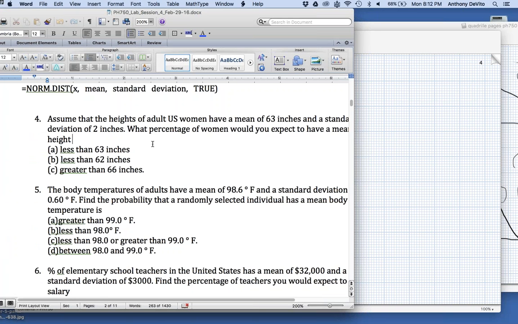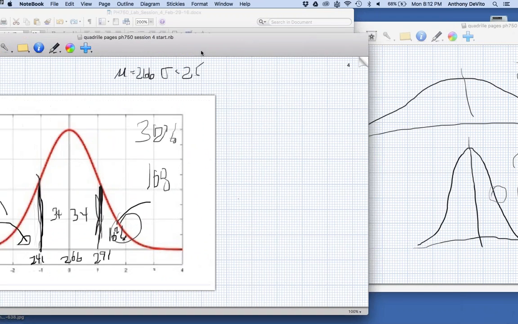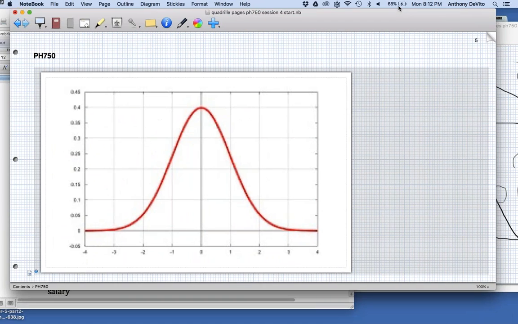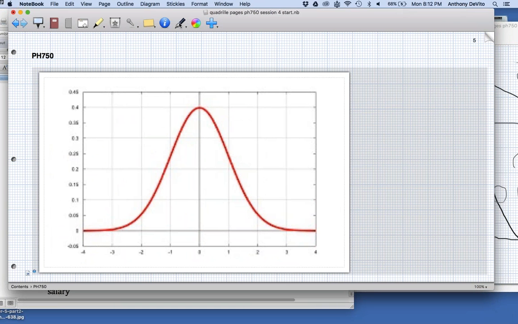Okay, less than 62 inches. We got a problem now, right? Let's see what that problem is. Let me get a fresh page here. So the mean was 63 inches and the standard deviation was 2 inches, right? Below 63 inches, no problem. We know that's the mean, so half of the women are going to be below the mean. That's 50%.